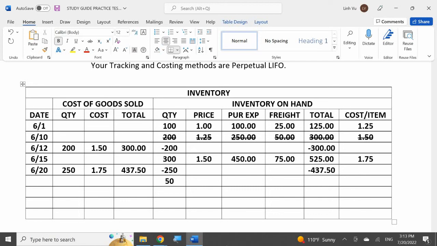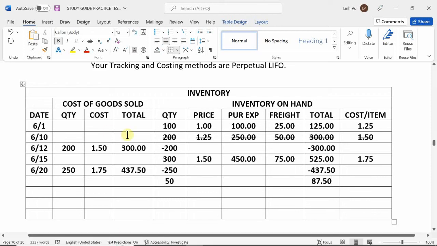With a remaining amount of, what is that? 87.50, I'm guessing. Yes, it is. Okay, good. All right, so that's how much I have left of that batch there.